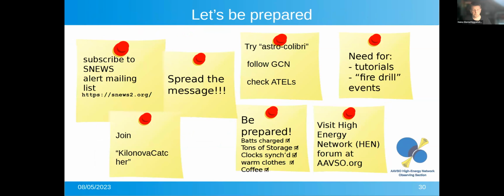So what should you do if you're interested in joining our observing sections? Not just subscribe to our section, but you should also subscribe to the SNOOS alert mailing list. You should use something like Astro Colibri to follow GCN, and you should check ATELs and generally be prepared. I mean, have your batteries charged, have tons of data storage ready, and keep your clocks synced, and have lots of coffee and warm clothes at your disposal. Oh, and join Kilonova Catcher, of course.